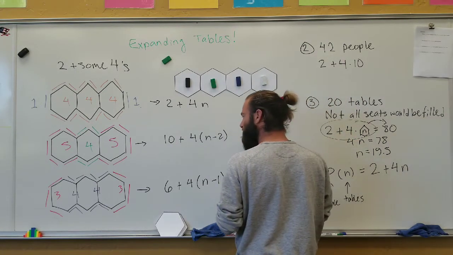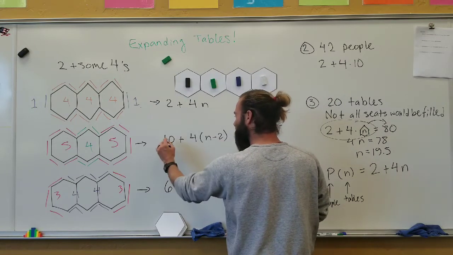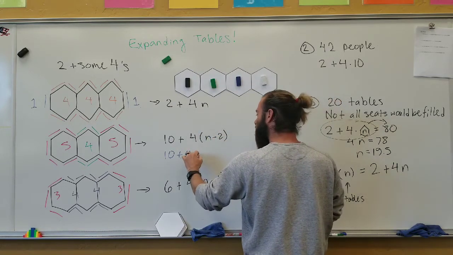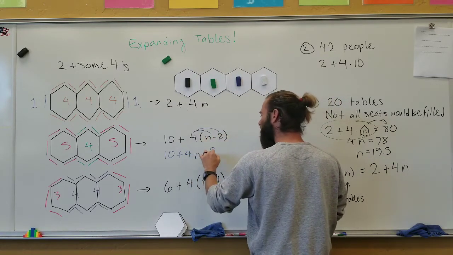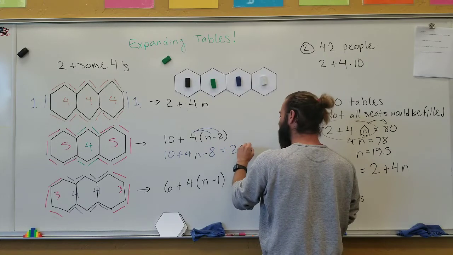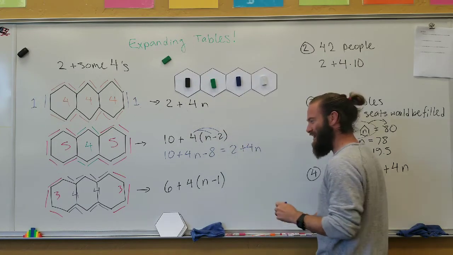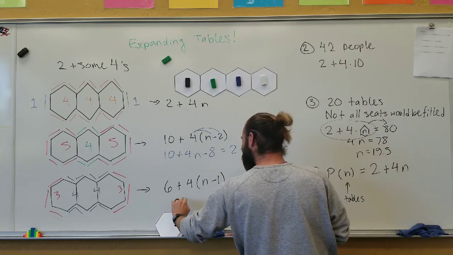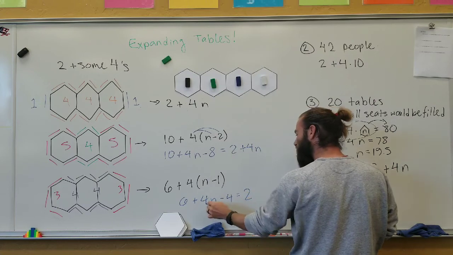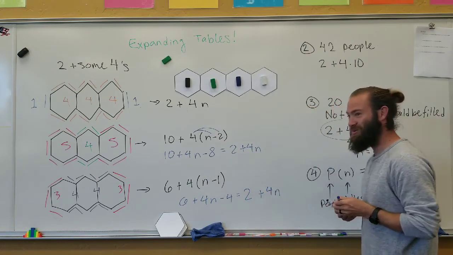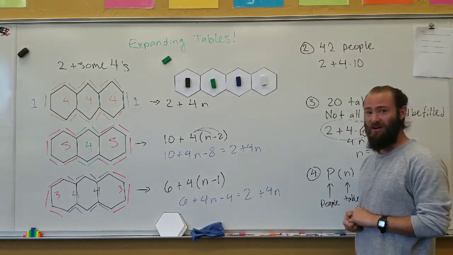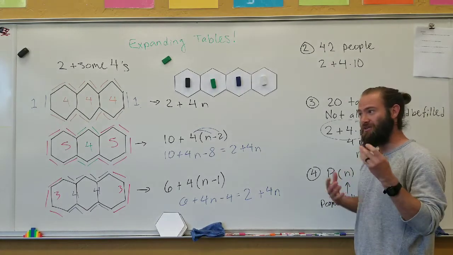But the cool thing is, watch what happens when I simplify this. 10 plus, if you remember distribution, 4n minus 8. Watch what happens. This 10 and minus 8 become 2, and we have 2 plus 4n. Whoa, that's the same as we already got. And if you simplify this one here, we get 6 plus 4n minus 4. And 6 minus 4 is 2 plus 4n, and they're identical, which is really crazy. So there's a wonderful introduction to what we're going to be doing in our next investigation as we dive into our new topic.